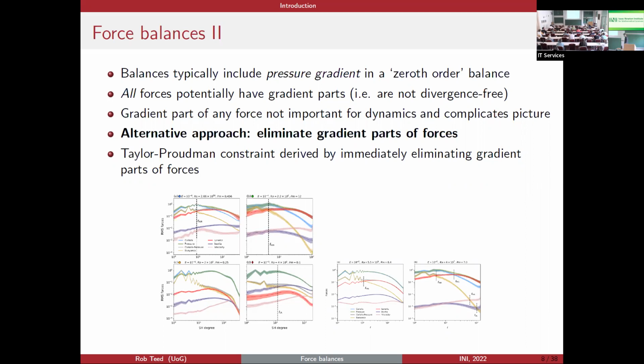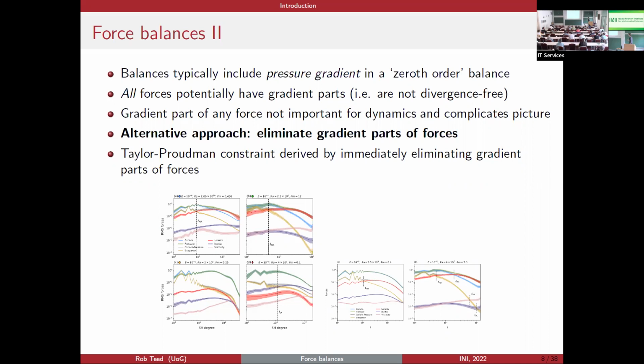It only enforces the solenoidal condition on U effectively. And there's a danger, given that all of the other forces have gradient parts to them. I'll talk more about this mathematically shortly, but given that all of these forces can have gradient parts, they can all contribute to balancing the pressure gradient.